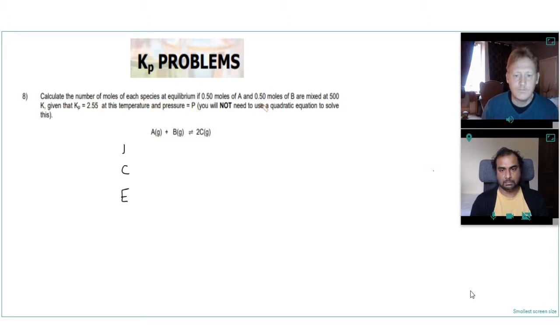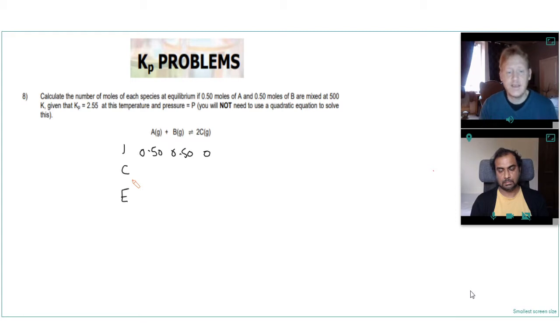So we know initially we've got 0.5 moles of A, 0.5 moles of B, and then unusually we haven't been informed what's changed or what we've got left at equilibrium. And it's worth putting in there we've got nothing of C at the start. So what we're going to have to use here is algebra.